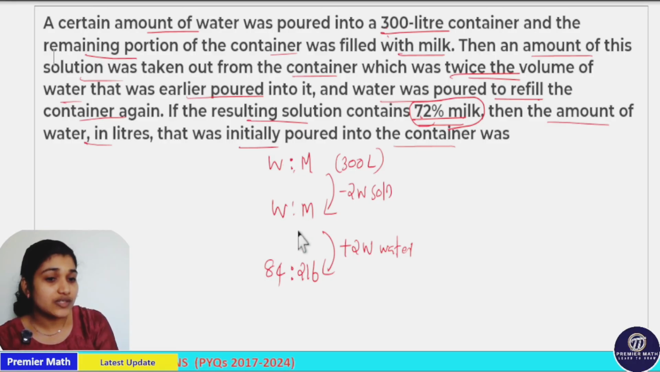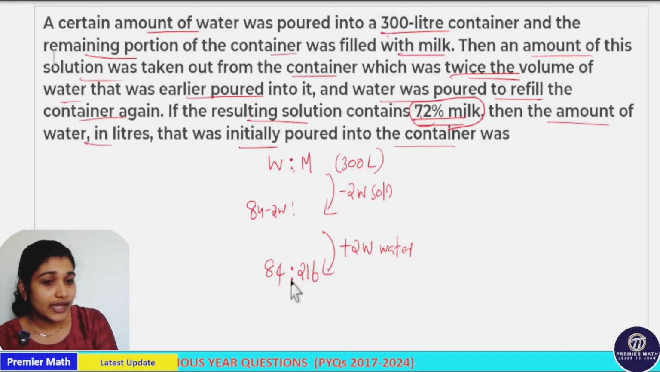Now if you do the reverse calculation for the correct quantity, here in the second step, in place of this ratio W is to M, you can have 84 minus 2W. Water part will be 84 minus 2W. Just subtract this 2W liter water from this 84 liter water. Then in the second step, water quantity will become 84 minus 2W.